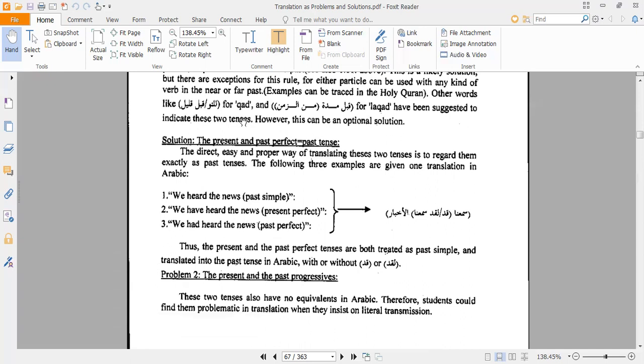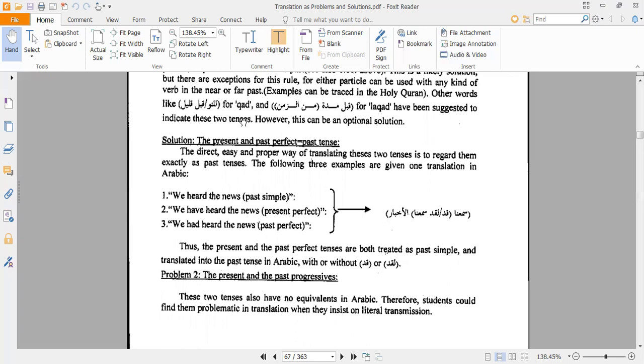We hear the news. هنا past simple عادي، سمعنا الأخبار. طيب, look at the second sentence. We have heard the news. هنا we have present perfect: have plus the past participle. In this way we use قد سمعنا الأخبار، وبضيف من عندي كلمة للتو أو منذ قليل للتعبير عن present perfect.